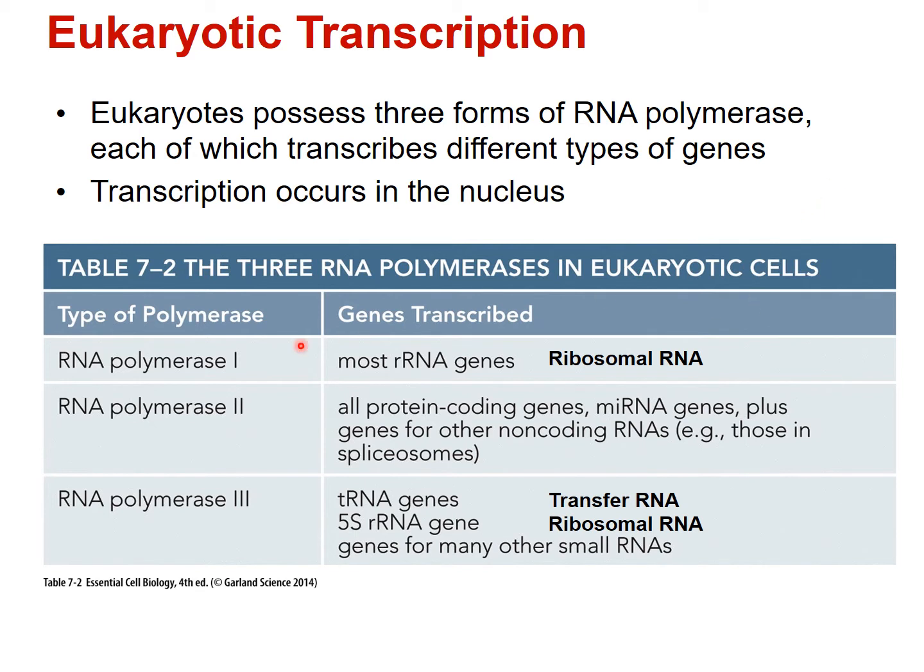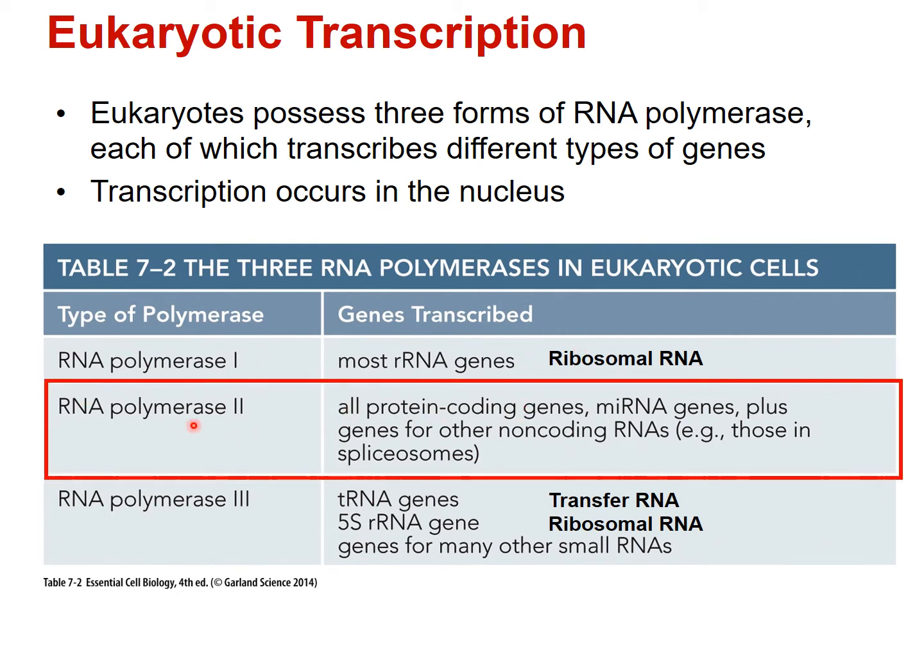Okay, so RNA polymerase 1 mostly transcribes ribosomal RNA genes. RNA polymerase 2 is a very interesting one that we're going to be talking about. So this is the one we're going to focus on. This transcribes all protein-coding genes, microRNA genes, and some other non-coding RNAs. RNA polymerase 3 transcribes smaller RNAs, transfer RNAs, the 5S ribosomal RNA gene, and many other smaller RNAs.